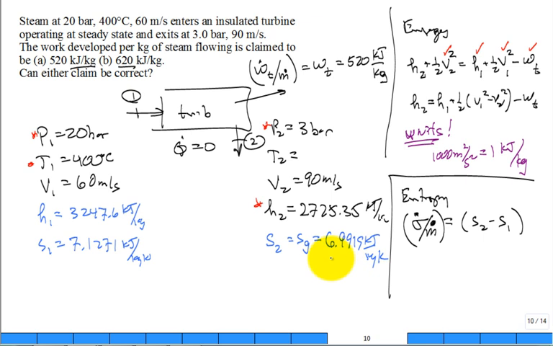Look at the value of S. Did it go up from 1 to 2 or go down from 1 to 2? How could it have gone down? There is no entropy destruction. So what about this claim? It's not true. So for this claim right here, it's impossible.